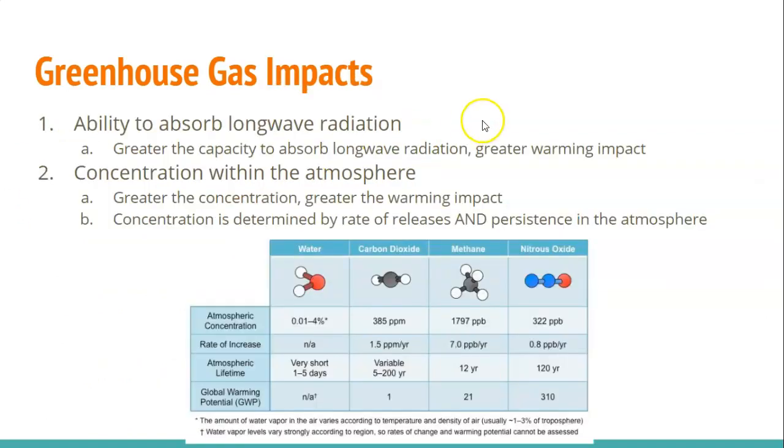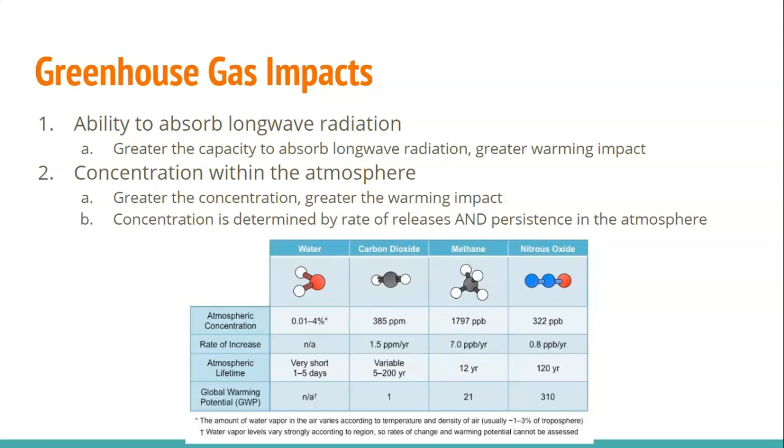Let's talk about the impacts. The impacts of greenhouse gases: there are two main ways to determine how much of an impact a greenhouse gas is going to have. Number one is its ability to absorb long wave radiation. If its ability to absorb this radiation is higher, that means it's going to release a higher warming impact. If it can absorb more, it's going to make more heat. And then the concentration of that gas within the atmosphere. If it has more of a concentration, that means it has a bigger impact.